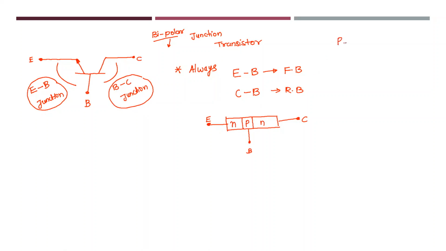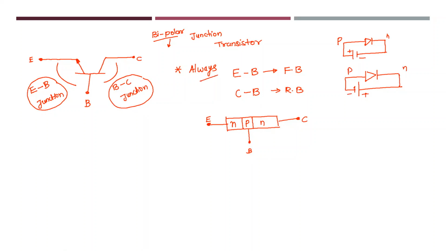What does forward bias represent? Whenever P side of the junction diode or P side of a diode is connected to positive terminal of a battery, and N side of the diode is connected to negative terminal of a battery, that is called as forward bias. Whenever P type of diode is connected to negative terminal of a battery and N type of a diode is connected to positive terminal of a battery, that will be called as reverse bias.